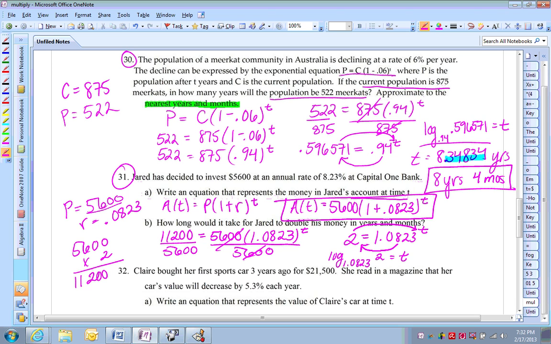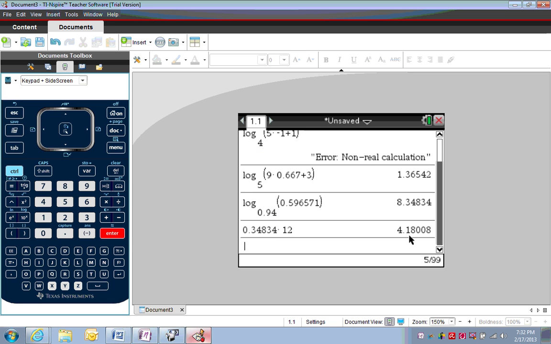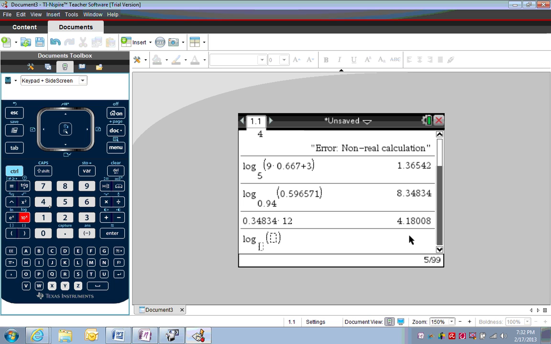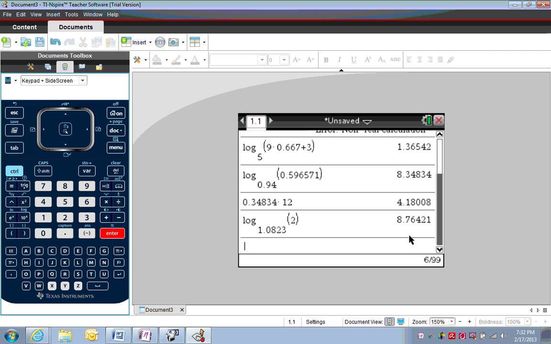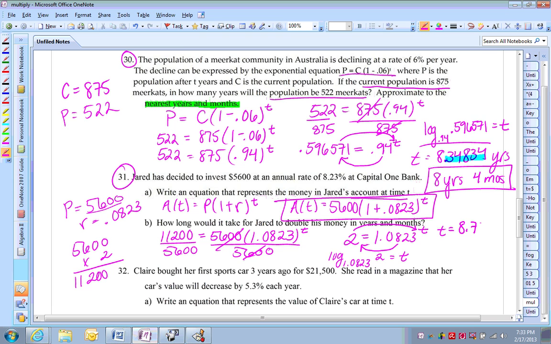I'm going to type the left-hand side of my equation into the calculator, and that will give me my t value. So I type in log base 1.0823 of 2, hit enter, and that gives me a t value of 8.76421. We're not rounding here. So my t value is 8.76421. But once again, they want it in years and months.